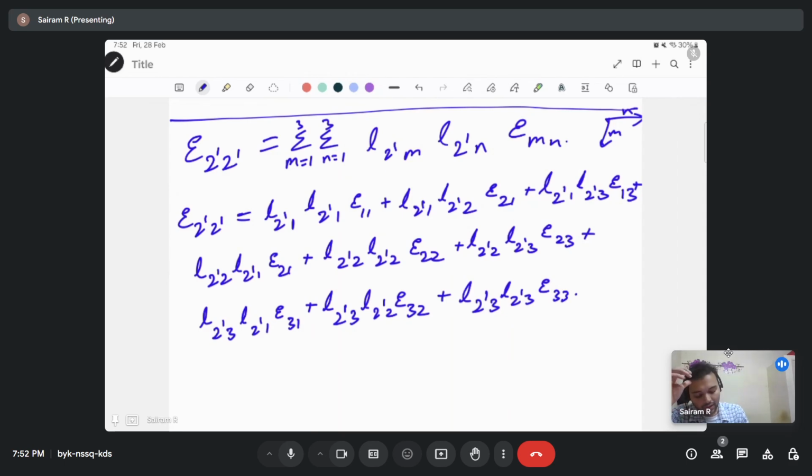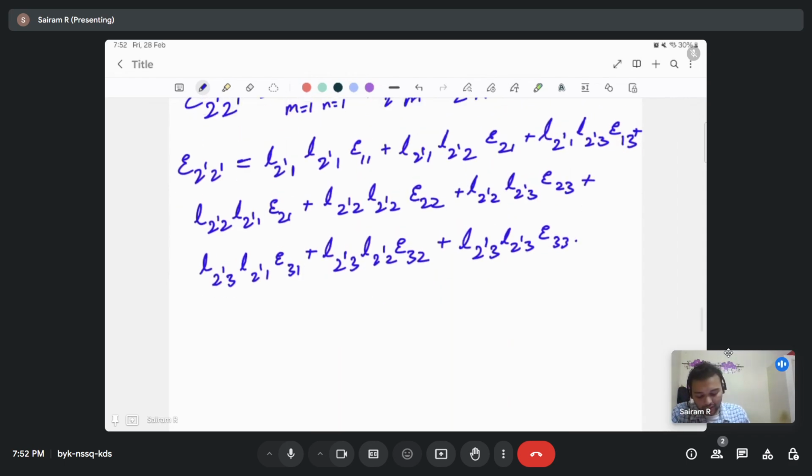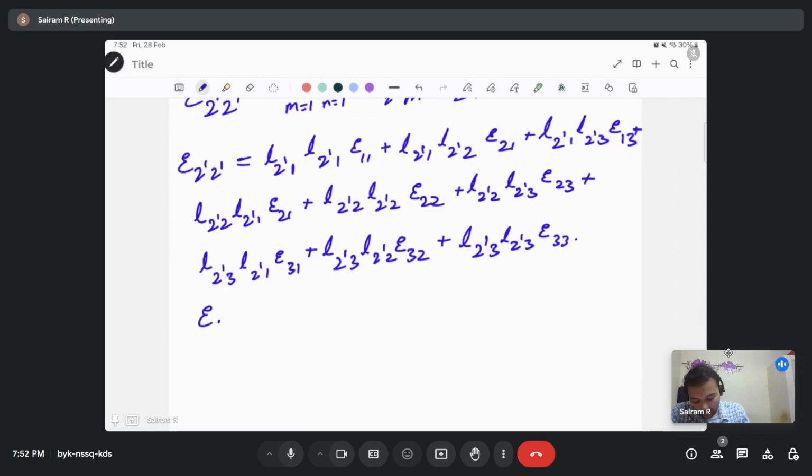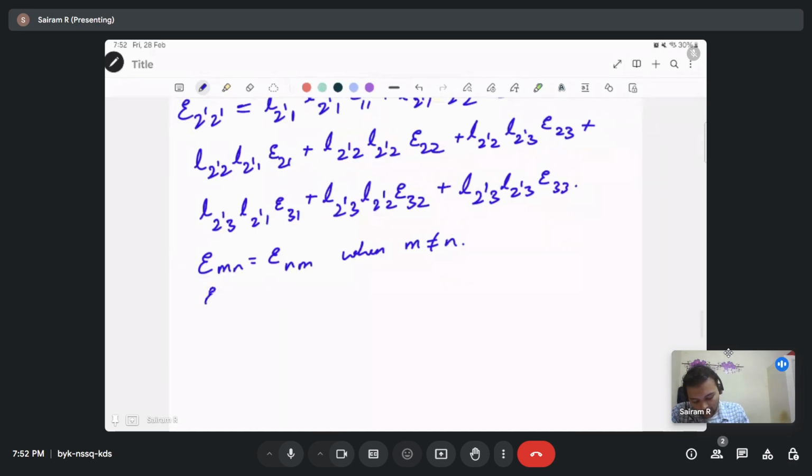This is just an expansion of L2'm L2'n epsilon mn, where we are doing the summation of m equals 1 to 3, n equals 1 to 3. Now we know the condition for this is epsilon mn equals epsilon nm when m is not equal to n. So from this we can get epsilon 12 equals epsilon 21, epsilon 13 equals epsilon 31, and epsilon 23 equals epsilon 32. We know these things for sure.